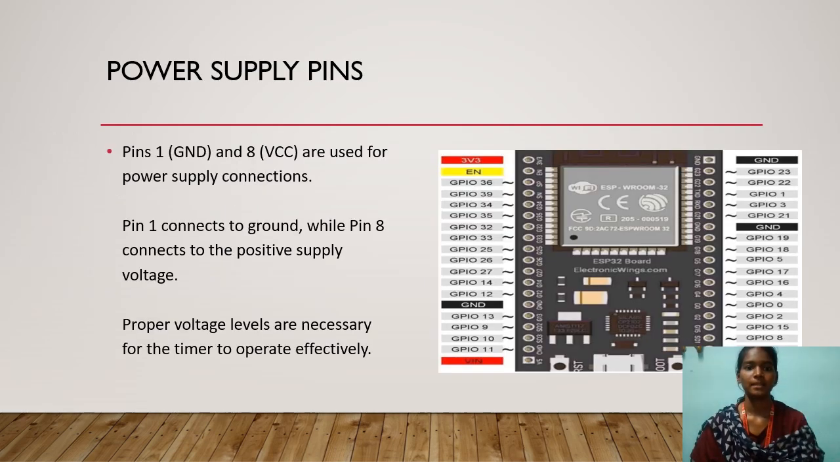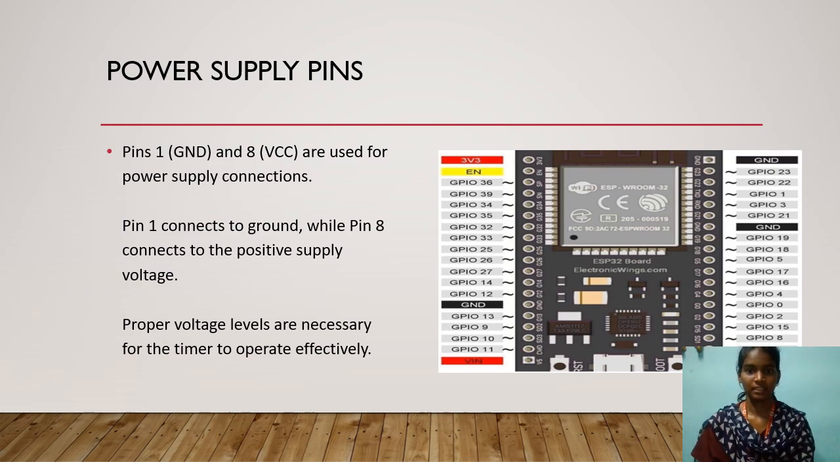Power supply pins. Pin 1 GND and pin 8 VCC are used for power supply connections. Pin 1 connects to ground while pin 8 connects to the positive supply voltage. Proper voltage levels are necessary for the timer to operate effectively.